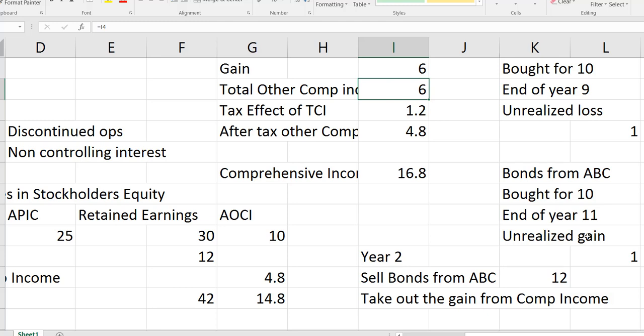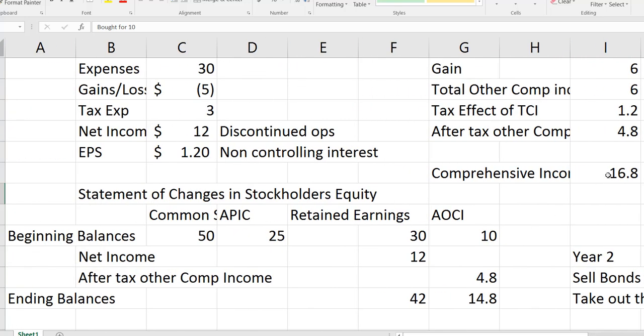So this was an unrealized gain. We sell the bonds from ABC for $12, all right, in year 2. So this was year 1. Now we sell them in year 2. Now what happens is when you sell the bonds, when you have a realized gain, it doesn't matter what the asset is you're selling, you have to record the gain on the income statement. So what is your realized gain? Well, 12 is what you sold for. You bought it for 10. So the realized amount is $2.